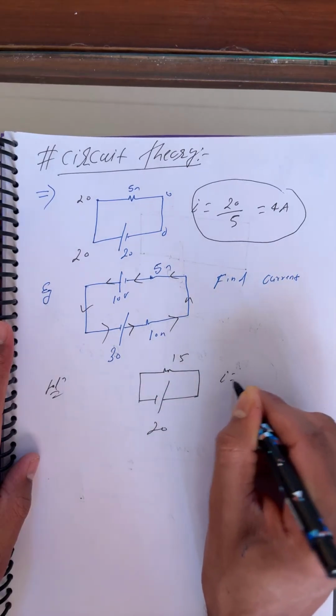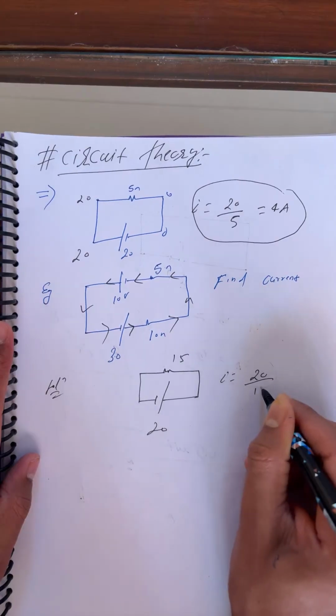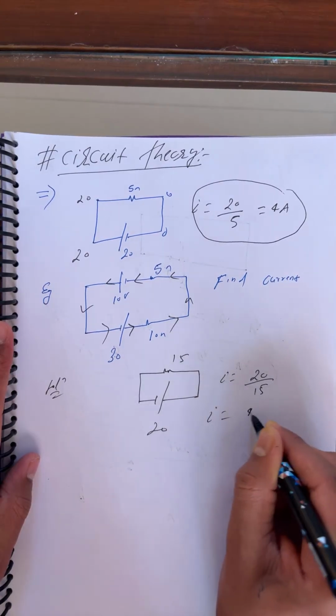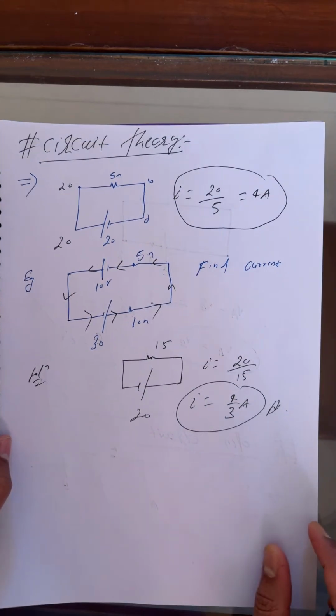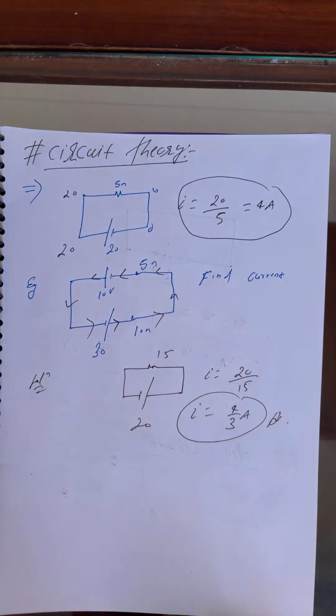So what will I get? I is equal to V upon R. So I is equal to 4 by 3 ampere. I is equal to what? 4 by 3 ampere. Okay.